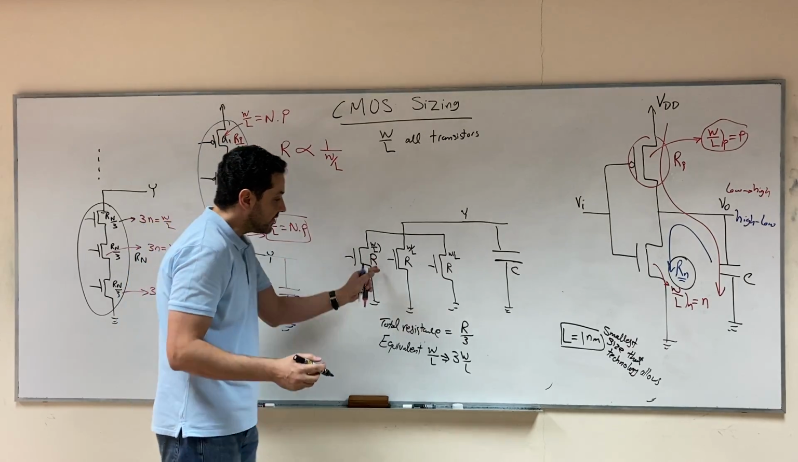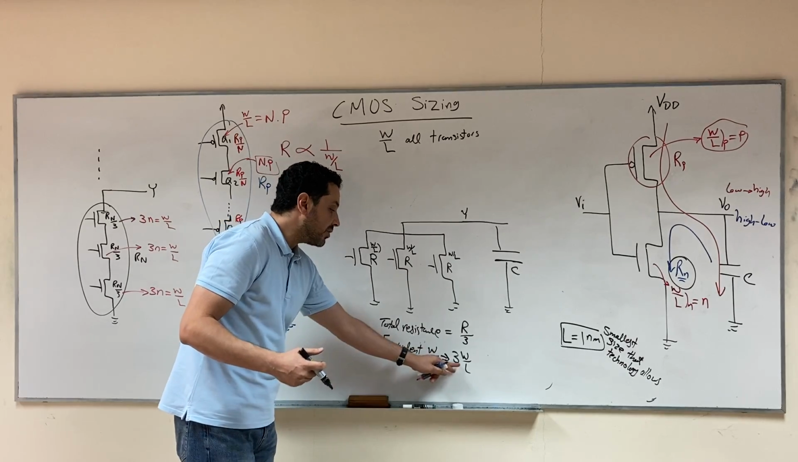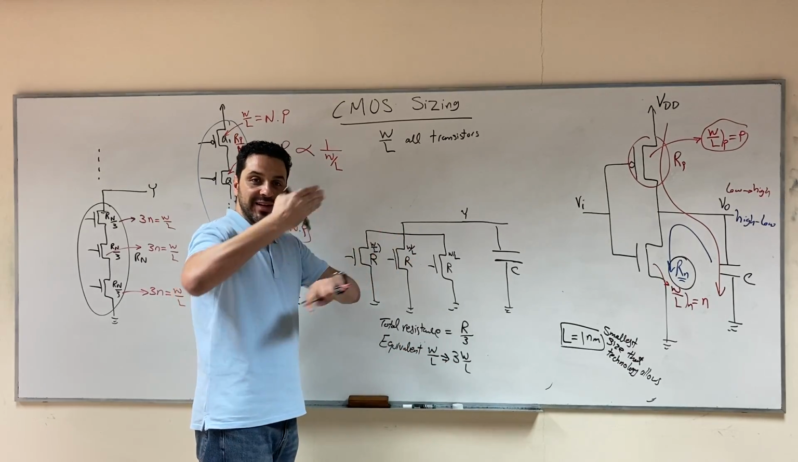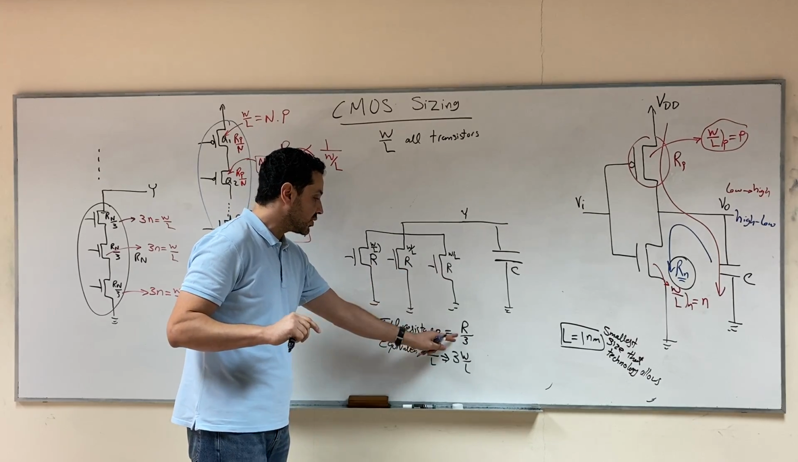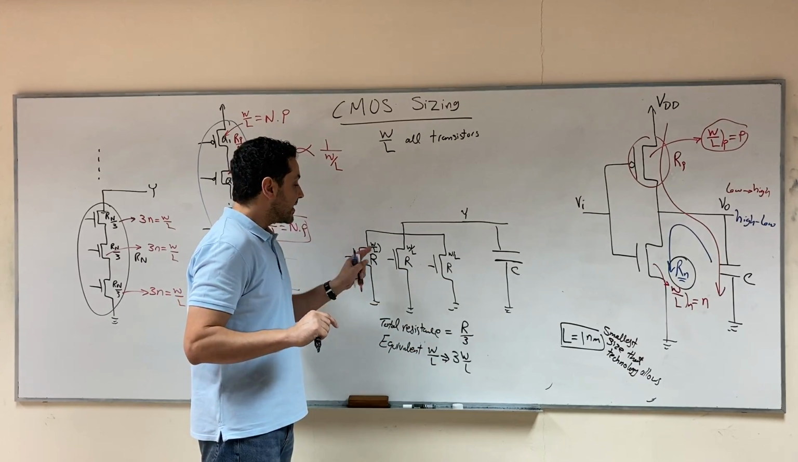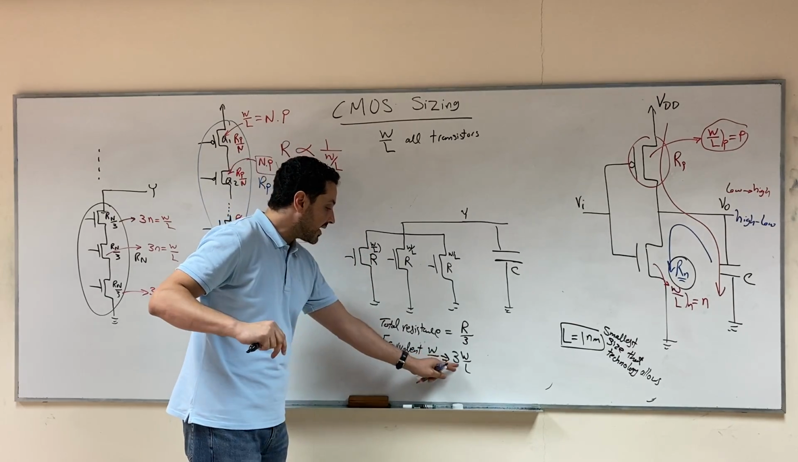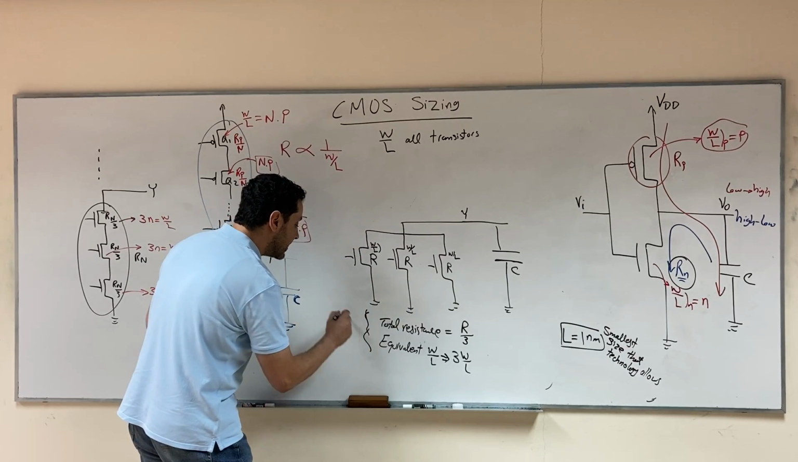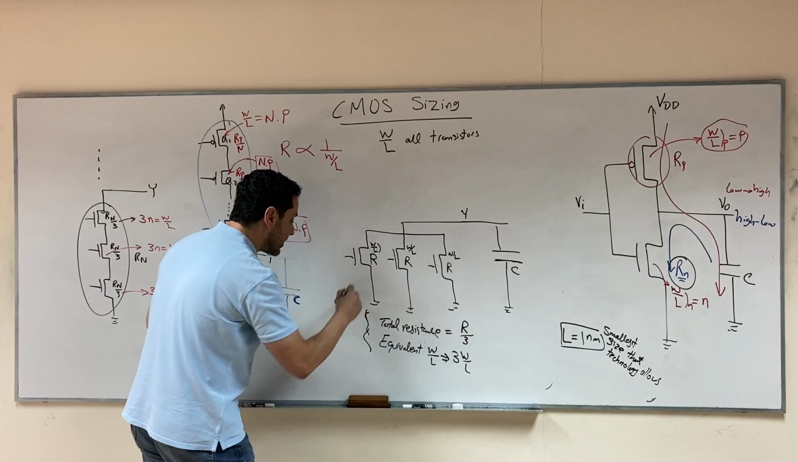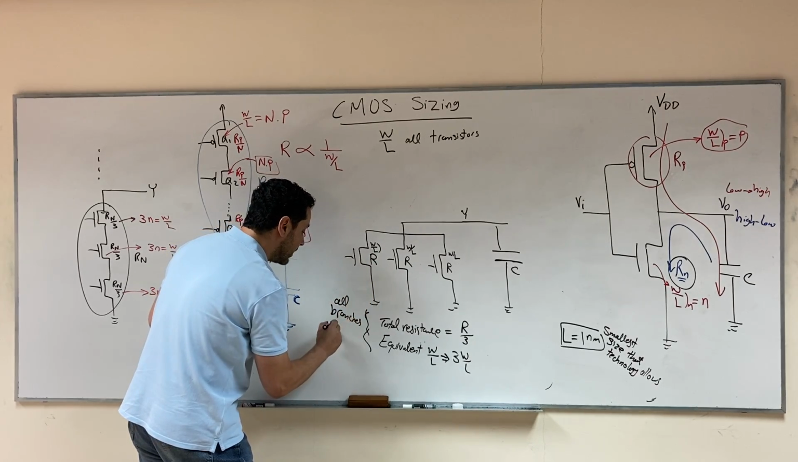By the way, if the transistors are in parallel, it appears as if W over L are in series, because W over L is opposite to R, right? R will be in parallel, R parallel with R, parallel with R, so it will give you R over 3. But W over L, because it's inversely proportional to R, will appear as if you are adding them. This is the case that all branches are on.